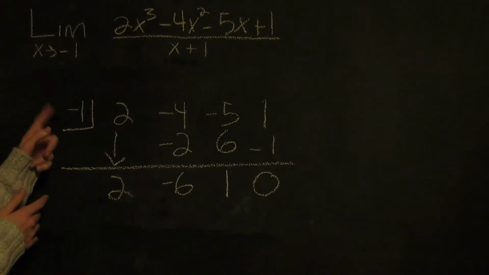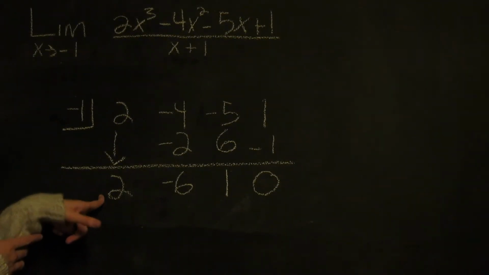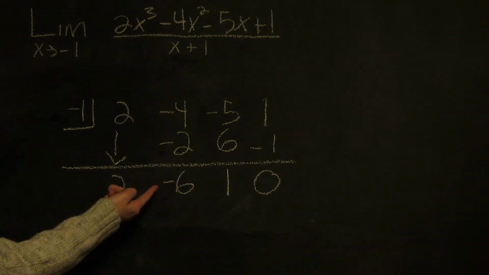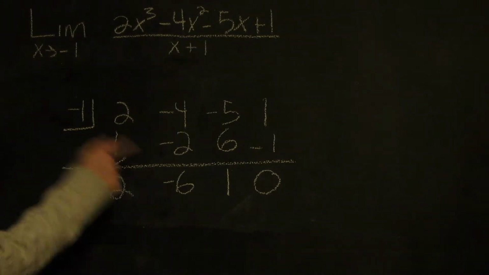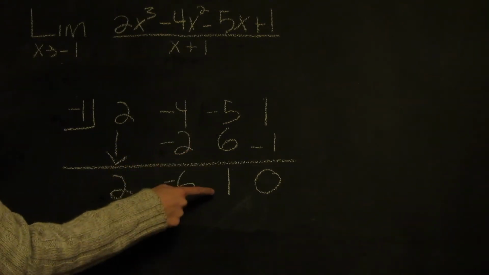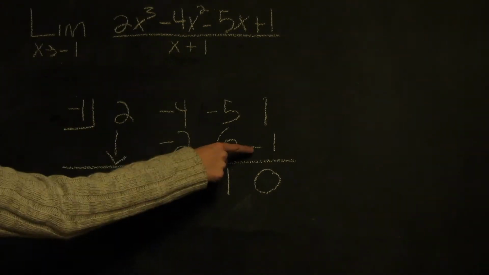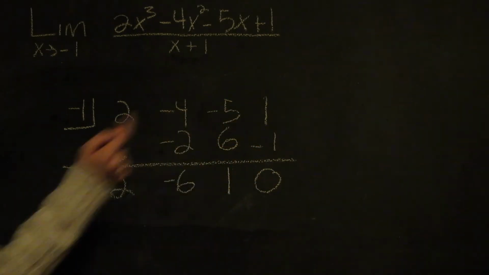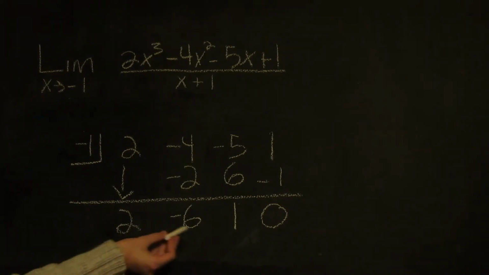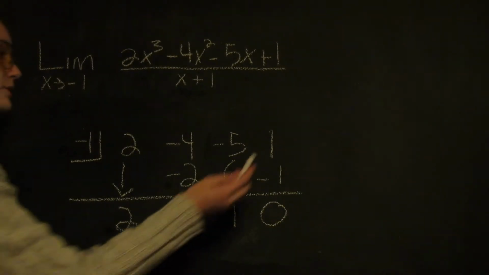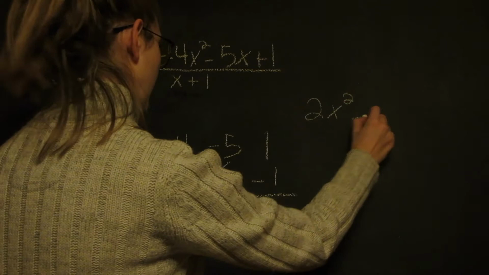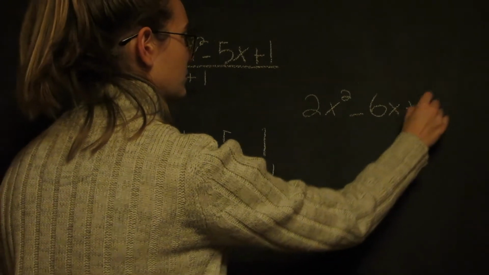For the first coefficient, we are just going to be dropping this one down. Then we're going to be multiplying the -1 by the 2, and that equals -2, so we're going to be putting that there. Then we add these two together, which gets -6. Then we're multiplying -1 by -6, putting that number here, which is 6. Then we're adding those two again, which equals 1. Multiplying these two together to get -1, and then adding those down, which is just 0. This will create the equation that has the x plus 1 factored out, which gives us 2x squared minus 6x plus 1.